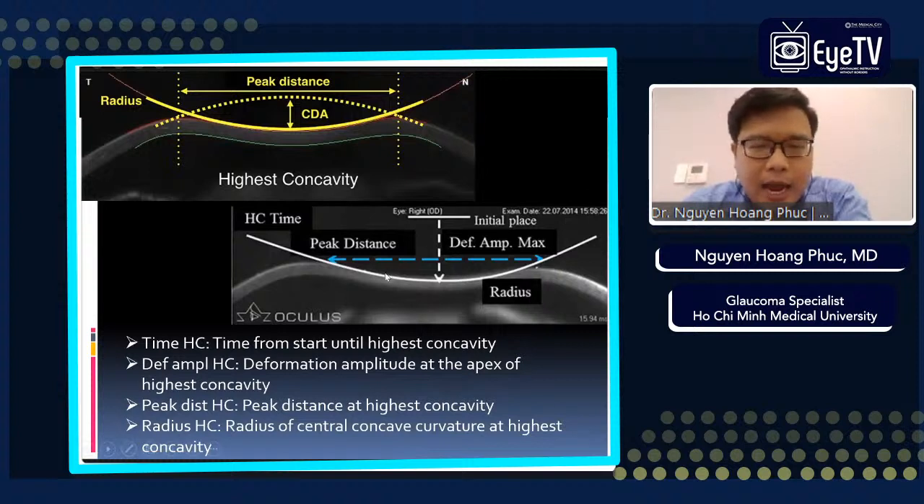This is the highest concavity stage. We have the time to deform, and the distance from the normal to the highest concavity, which we call the deformation amplitude. We have the peak distance. At highest concavity, this is the distance of the blue arrow, the distance between the two peaks of the cornea. And we have the radius. This is the radius of the white circle. So in a stiff cornea, because the cornea is flatter, the radius will be longer.